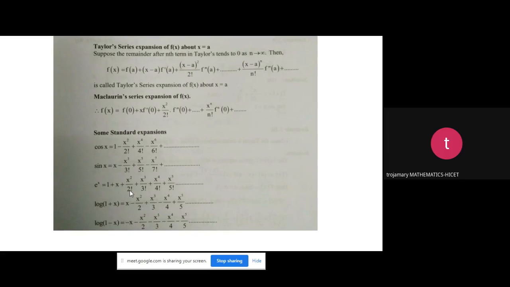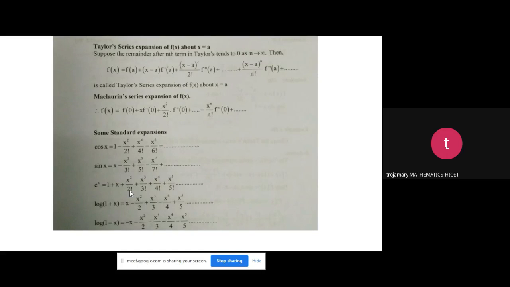Then Maclaurin series expansion: if x equal to 0, if Taylor series is expanded at the point x equal to 0, then Taylor series is said to be Maclaurin series. So Maclaurin series expansion of f of x is f of x equal to f of 0 plus x into f dash of 0 plus x squared by 2 factorial into f double dash of 0 plus etc.